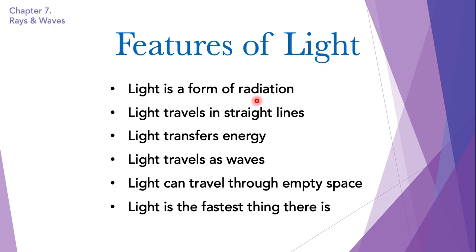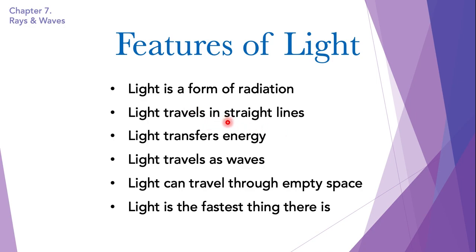In diagrams, lines called rays are used to show which way the light is going. These lines basically represent rays. Secondly, light travels in straight lines. We all know about this, of course.